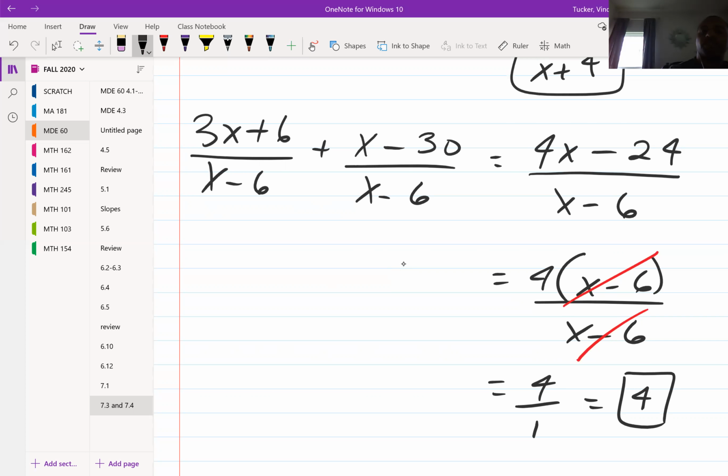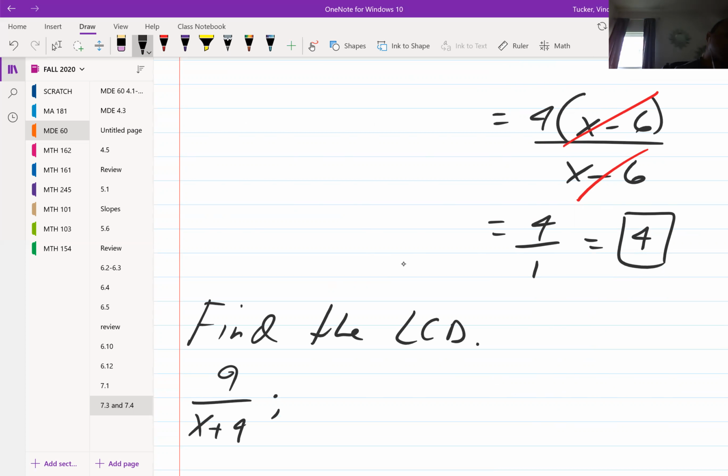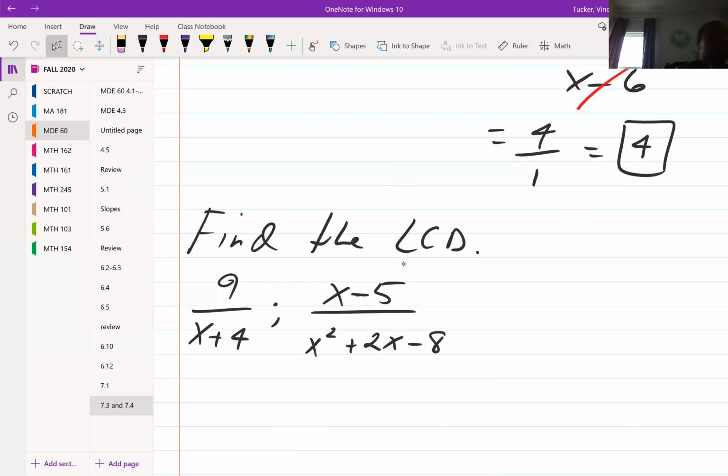All right, questions? All right, so the next one, they're trying to set you up for adding and subtracting the fractions or the rational expressions when you do not have common denominators. So you need to find your LCD, least common denominator.